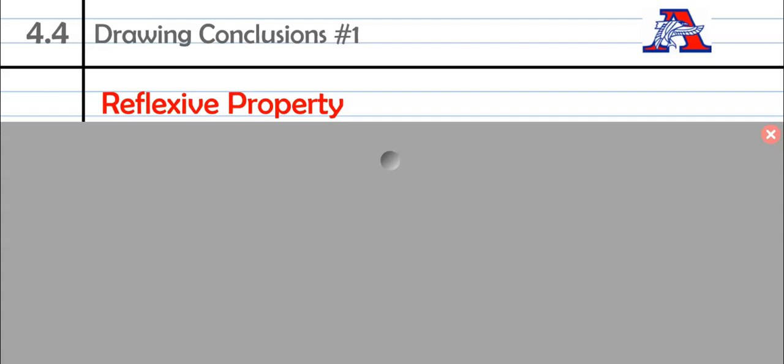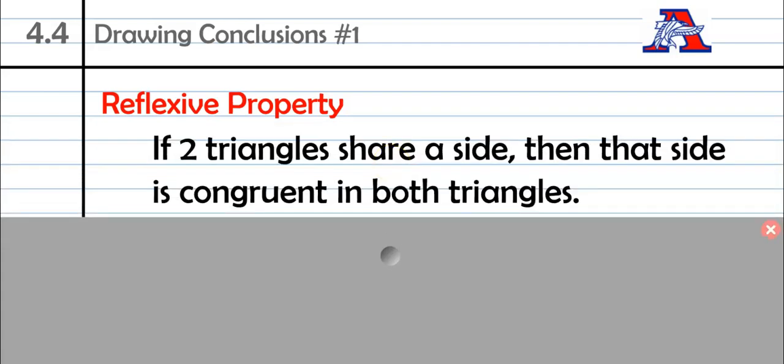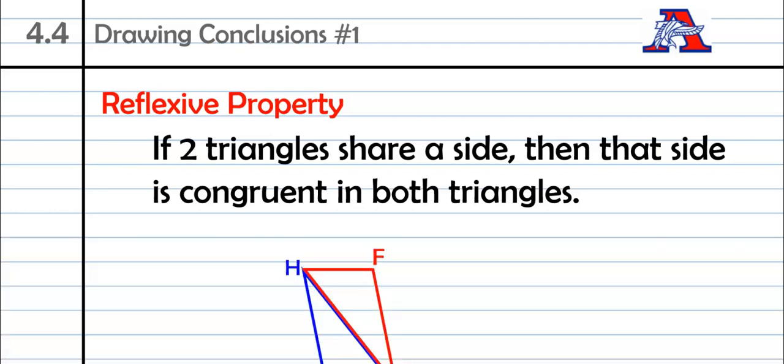So the first one we're going to talk about is the reflexive property. And what the reflexive property says is that if 2 triangles share a side, then that side is going to be congruent in both triangles. Okay, so if 2 triangles share a side, that side basically has to be the same in both triangles.